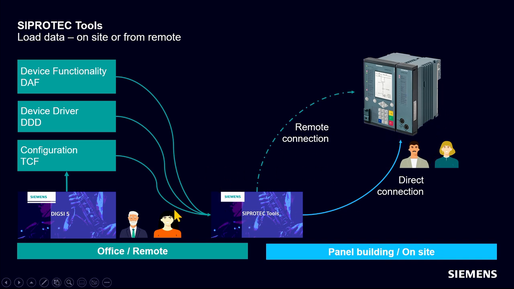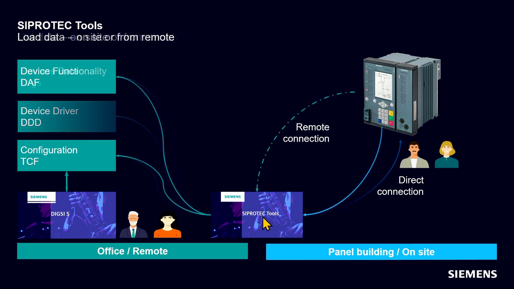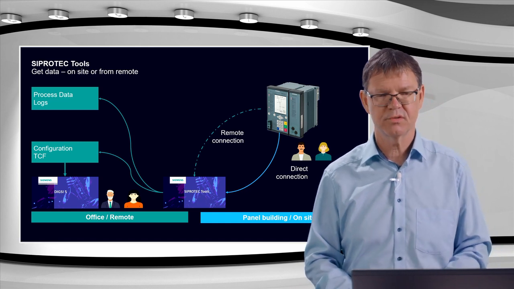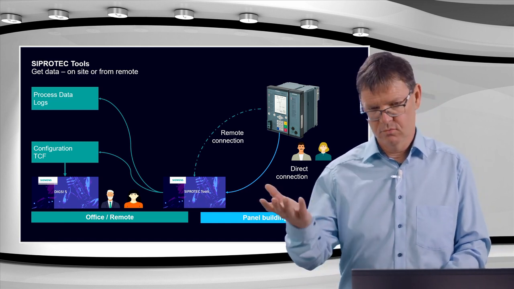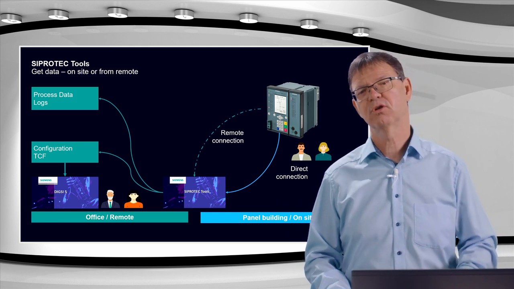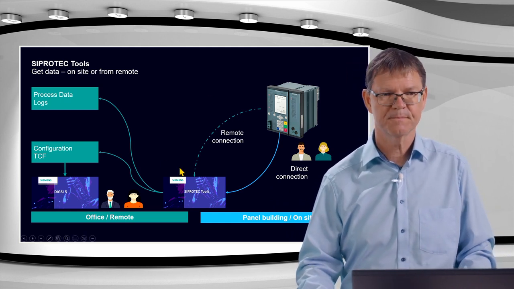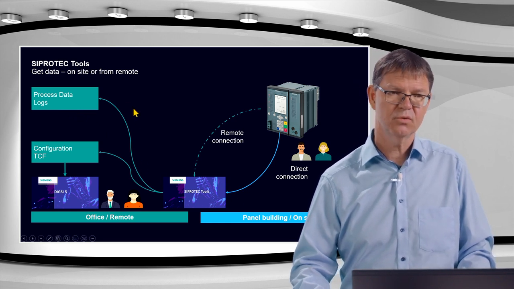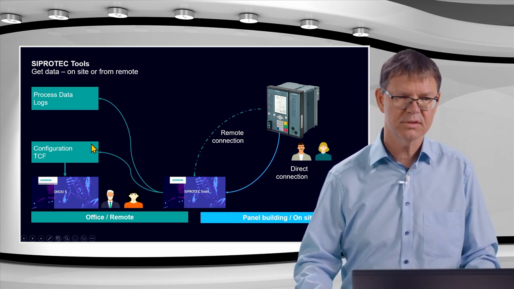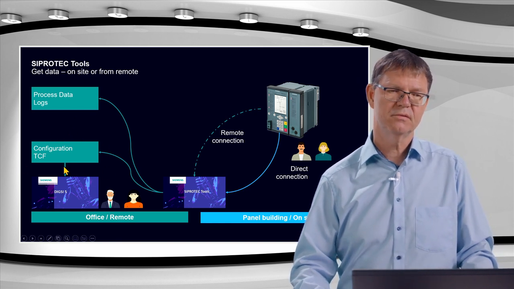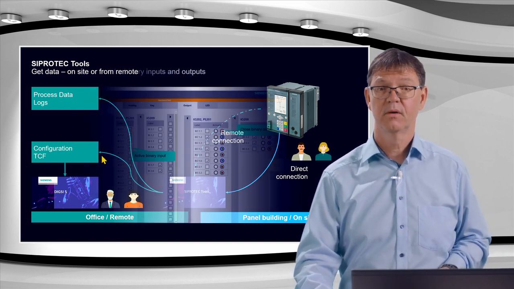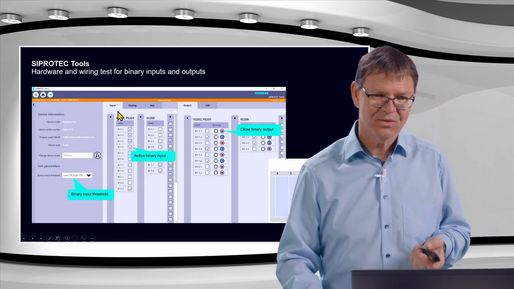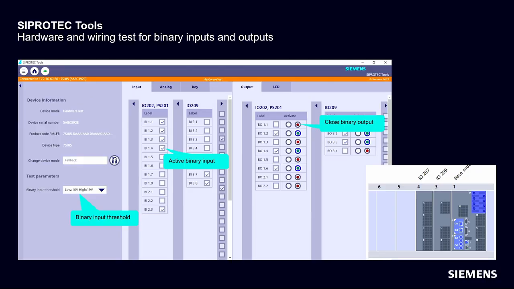This program is free of charge. You can download it from the CEOS portal, or it's also part of the Dixie installation. If you have Dixie, then it comes also along with the Dixie. And yeah, you don't need to install it even on the PC. You can just go and use it for that purpose. I can get data from the relay here in the same way. So on the one hand, the process data, logs, fault records, and also the configuration in form of a so-called TCF file. Good. Now I have to speed up a little bit here. Again, okay, here is the screen where I see the hardware wiring.